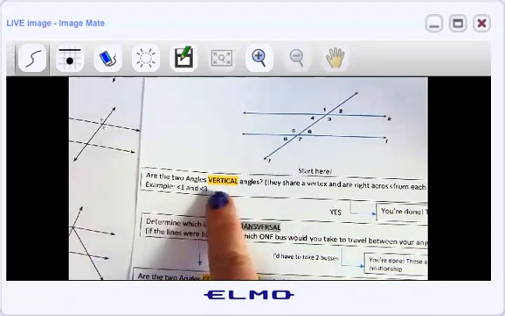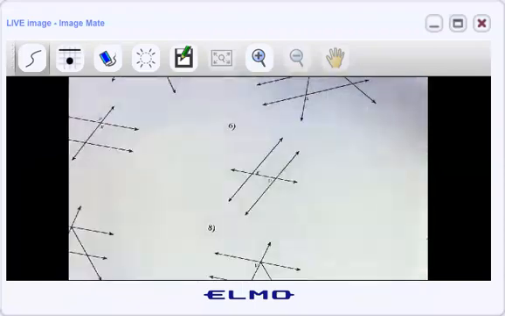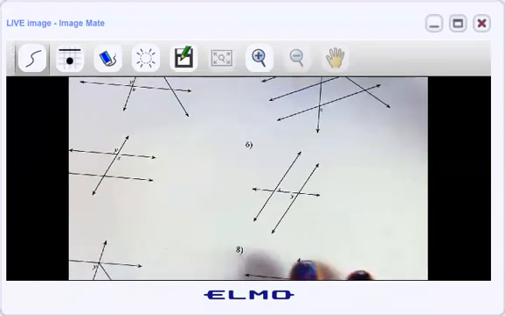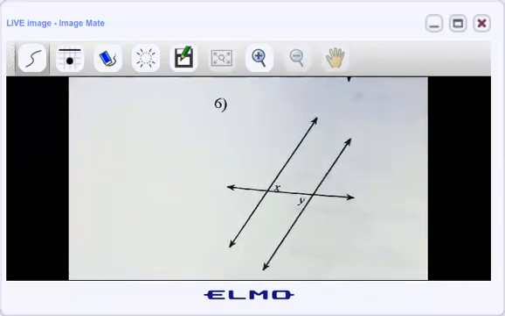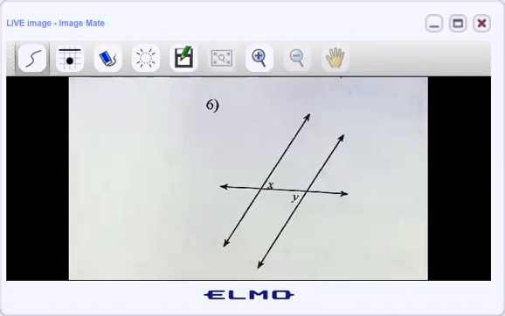Okay, so the very first question asks me, are the 2 angles vertical angles? So let's look at the example that we're doing. These 2 right here. Let me zoom back in. Are those 2 angles marked X and Y vertical angles? What do you guys think? Someone just shout it out. Vertical, yes or no? I don't hear any shouting. Are they vertical, yes or no? No, they are not.